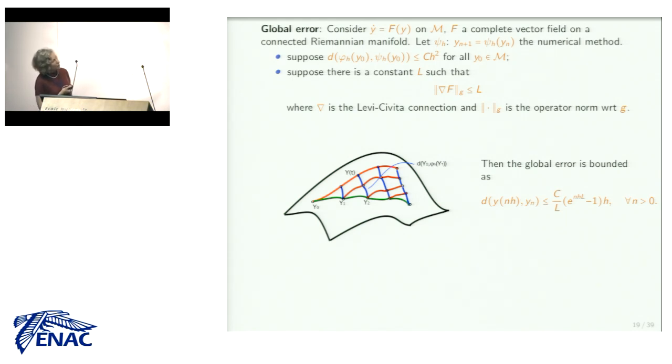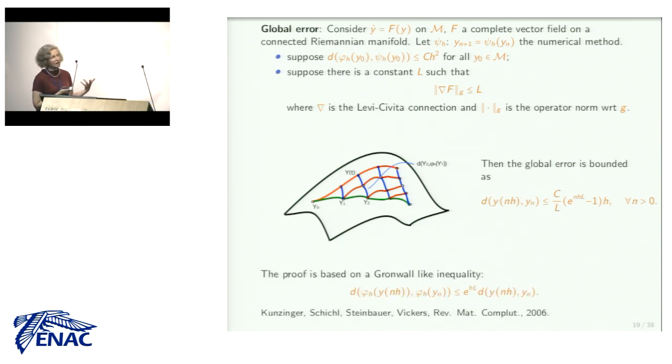All right, so if this is true, then you can prove your global error bound, which looks like so. The main ingredient of the proof is a Gronwall-like inequality, which we found in this paper. This work. So let me try to explain this picture here, because I made such an effort to make it.